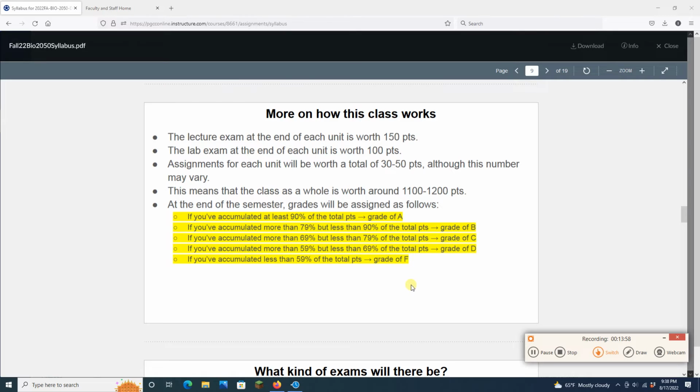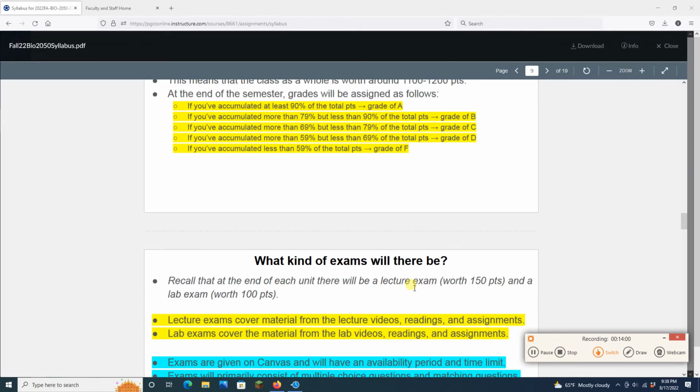All right. So what kind of exams? There's going to be a lecture exam and a lab exam at the end of each unit. Generally, we're going to have one of each every month. Exams for lecture, like I said, are worth 150 points. Going to cover the material from the lecture videos, lecture readings, lecture assignments. Lab exams worth 100 points. Lab videos, lab readings, lab assignments.